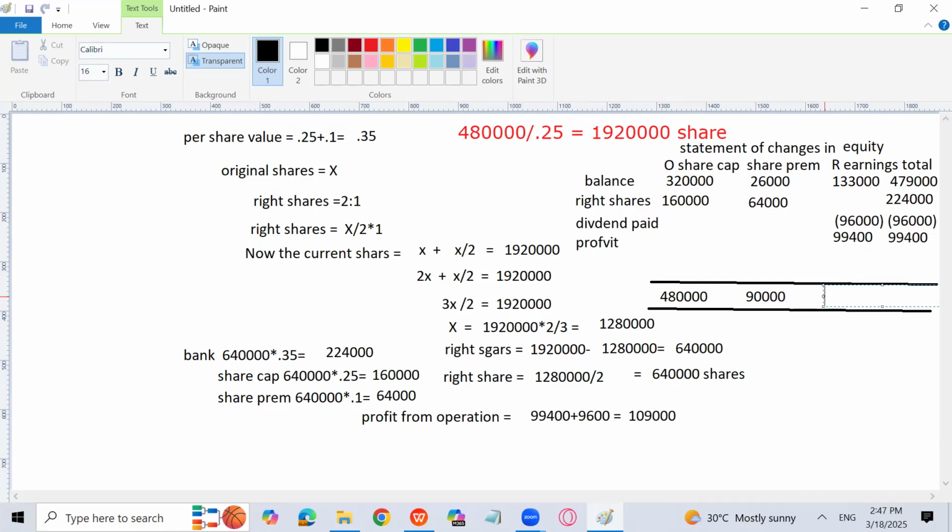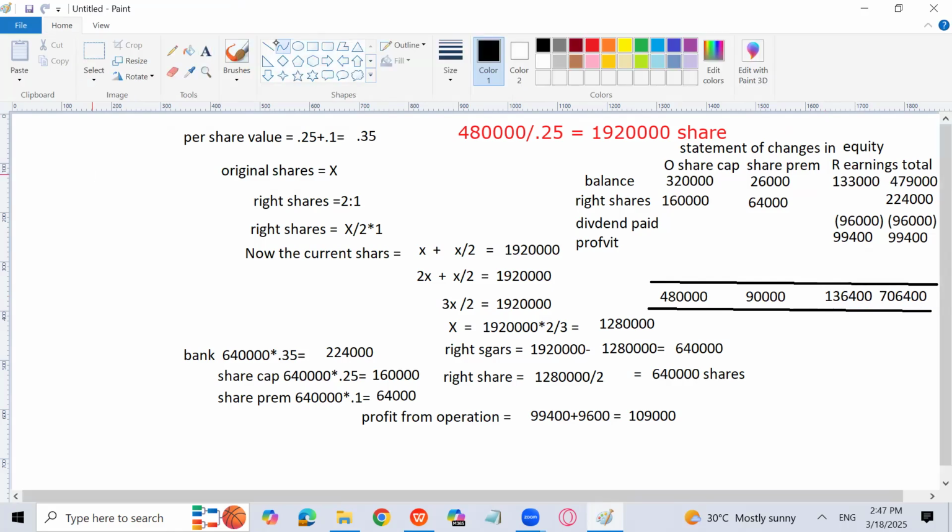Yes, 136,400. And the total 706,400. Okay, so this is how we have prepared the statement of changes in equity regarding this question. And we have to go reverse to find the missing figures also. And we have prepared some part of the question has already been there, and we are done with that.